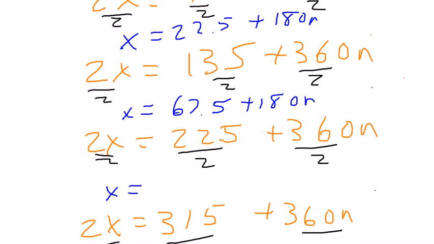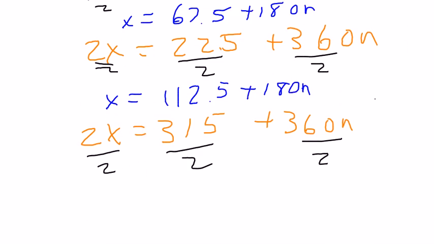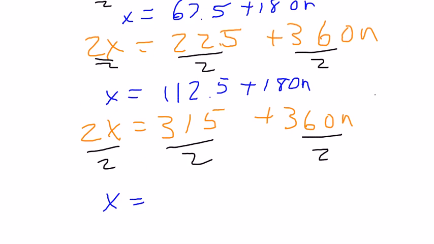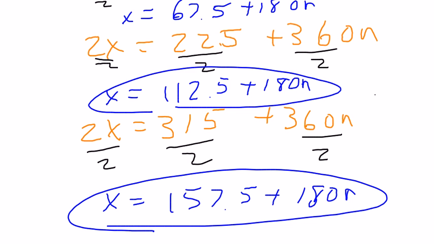This would be x equals 112.5 plus 180n. Lastly, we'll get x equals 157.5 plus 180n. So these are your 4 answers for this problem.